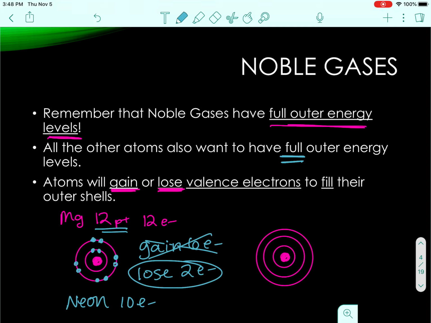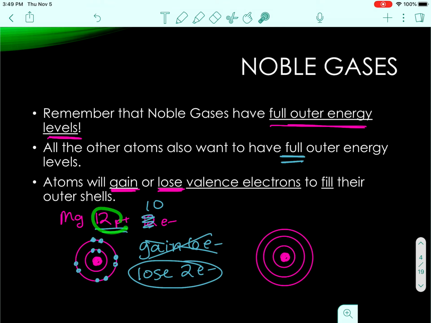So what happens? What does this do to the atom? Well, it's going to make the atom form a charge. So it has 12 positives and 10 negatives. Okay, so this is now 10 electrons. So remember, this atom is not actually neon. It just has the same electrons as neon. Okay, we're still talking about magnesium. Okay, so I'm going to erase that so we don't get confused.